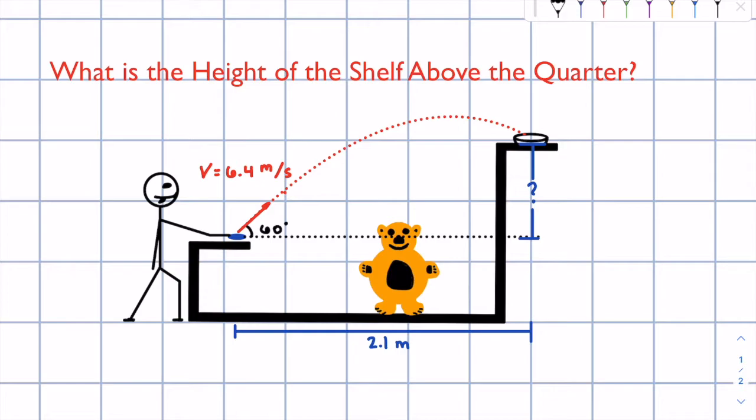Today we're going to be doing a physics problem using kinematics in both the x and in the y direction. For this scenario we have this person who is shooting a quarter into a dish. He's hoping to win this stuffed animal teddy bear. I know, beautiful teddy bear, thank you.